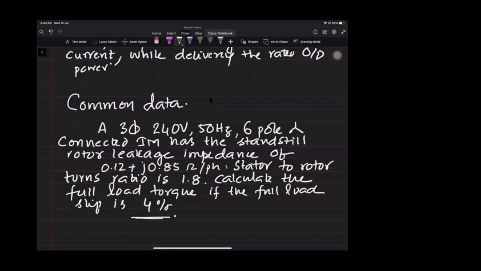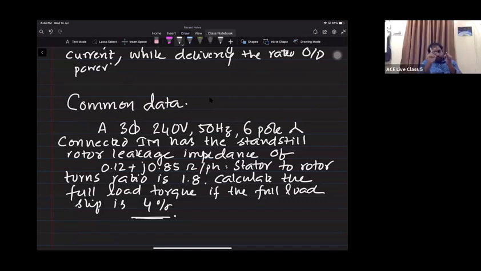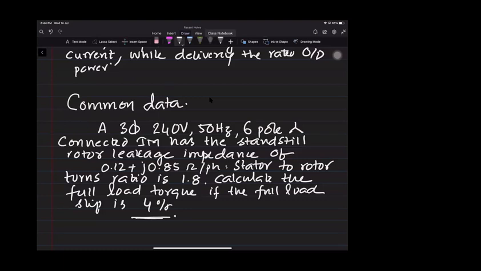Then if you want to calculate the full load torque in synchronous watts, whatever stator output you have is nothing but the rotor input, and that is nothing but your full load torque in synchronous watts. Is it clear, Sai Charan Reddy? Yes, sir. Understood. Clear.